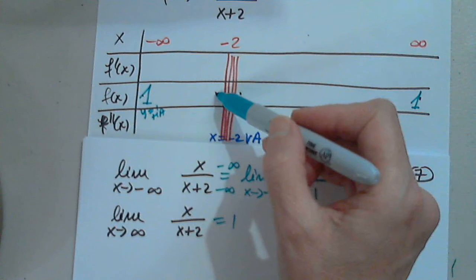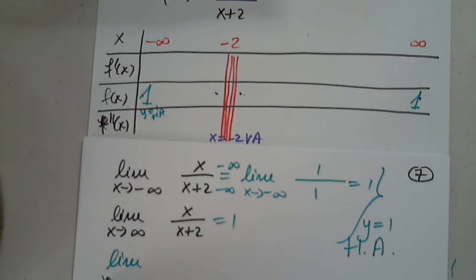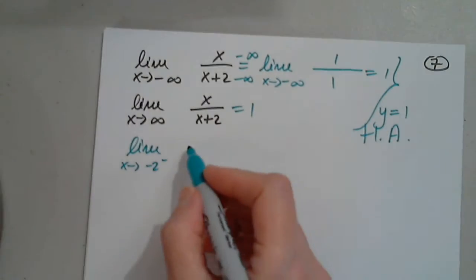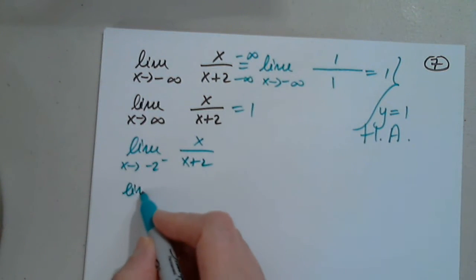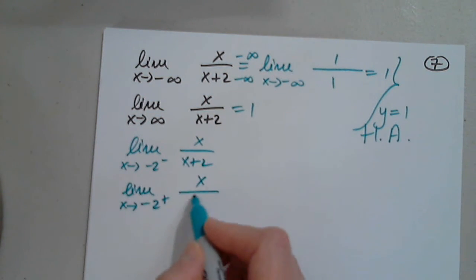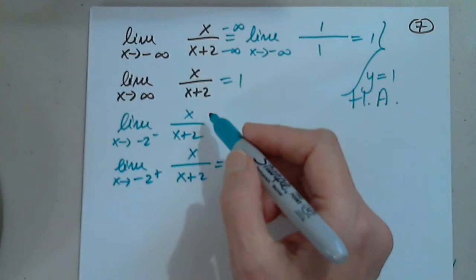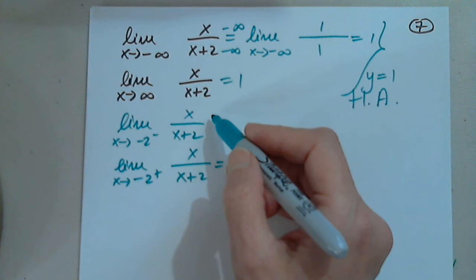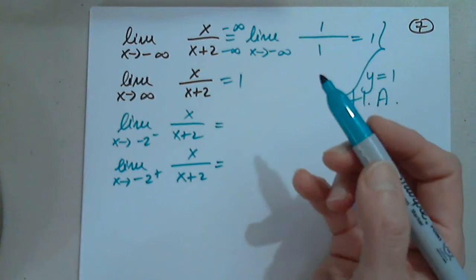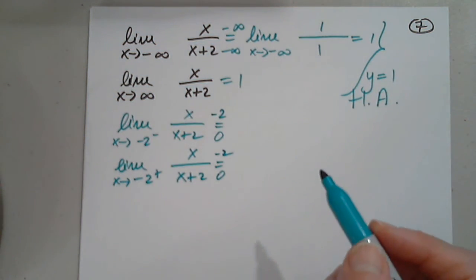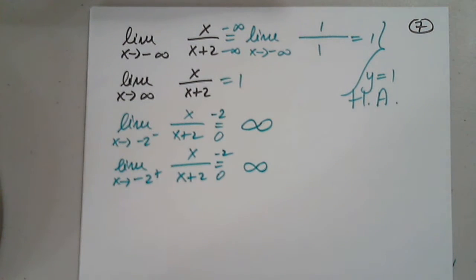Now I need these limits. So limit as x approaches negative 2 from the left of x over x plus 2, and limit as x approaches negative 2 from the right of x over x plus 2. Where does the top go? It's negative 2, right? The denominator has to be 0. The top is negative 2. The denominator has to be 0. So I know this must be the answer, but I don't know the sign. Can anyone give us the sign for the first one?